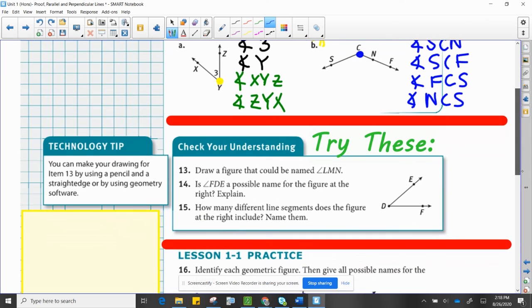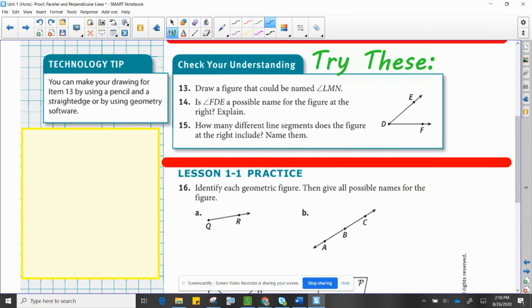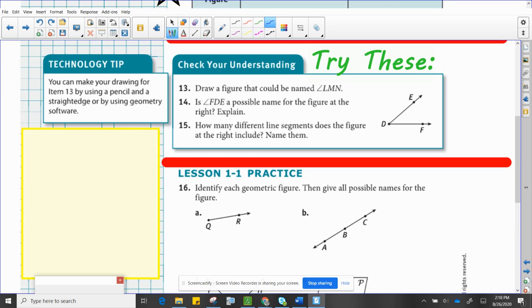Okay, so we're just going to wrap up here. I want you guys to try these check your understanding questions on your own, and then I'm going to go over the answers. So 13, 14, and 15. So 13, draw a figure that can be named angle LMN. So you're going to be drawing the angle for that one. Number 14, is angle FDE a possible name for the figure at the right? Explain. So yes or no, and then why or why not. And then number 15, how many different line segments does the figure at the right include? And then it wants you to name those line segments. So go ahead and try 13, 14, and 15.